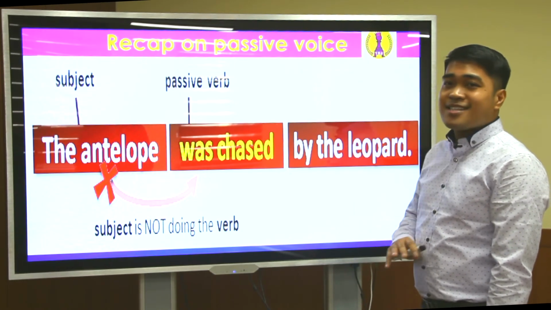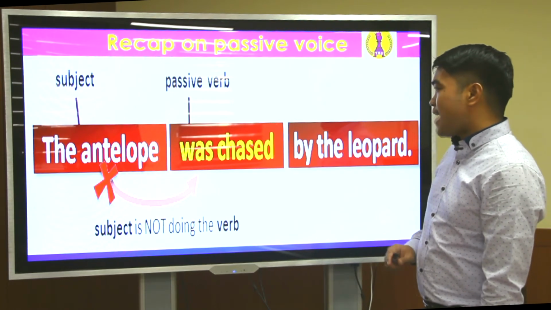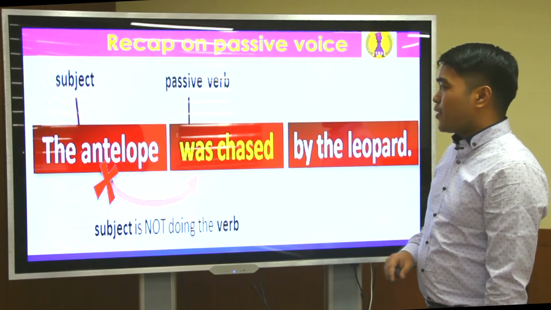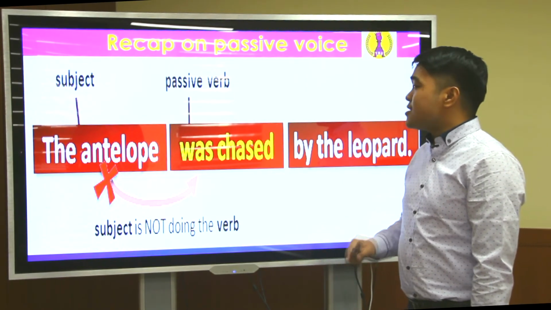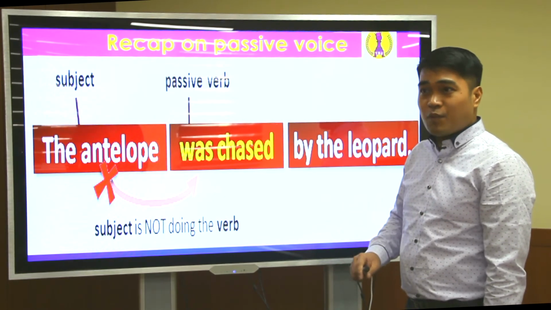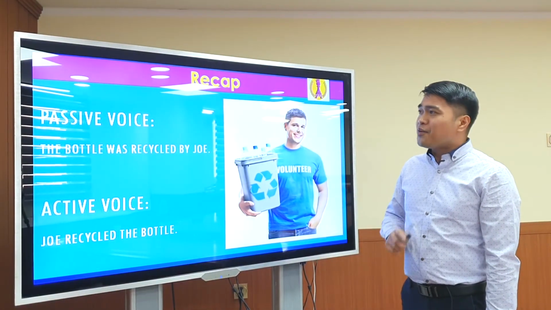Recap on passive voice. The subject is not doing the action, all right? Again, subject is not doing the action. The antelope was chased by the leopard. Our subject is antelope, but antelope is not chasing something, okay? Rather, it's the leopard that chased antelope. So, passive voice.